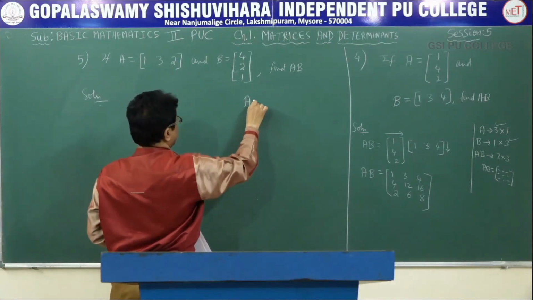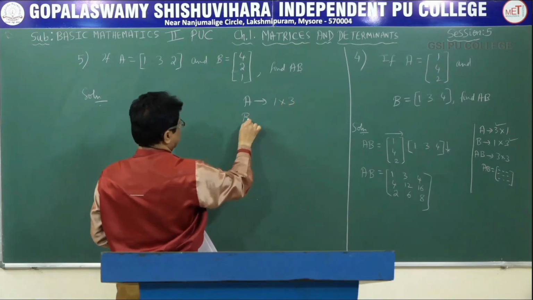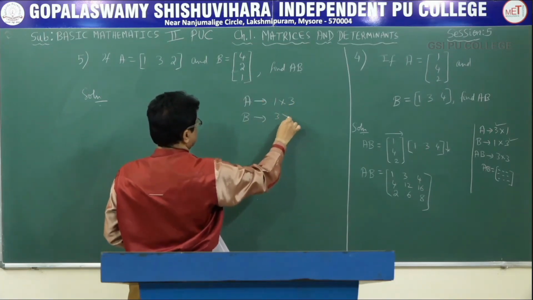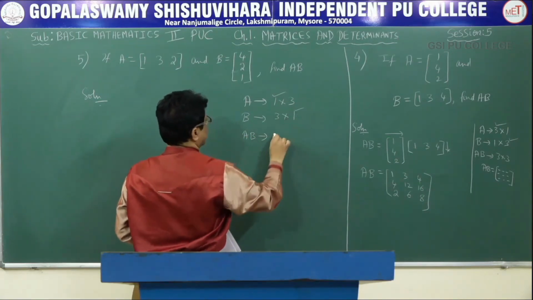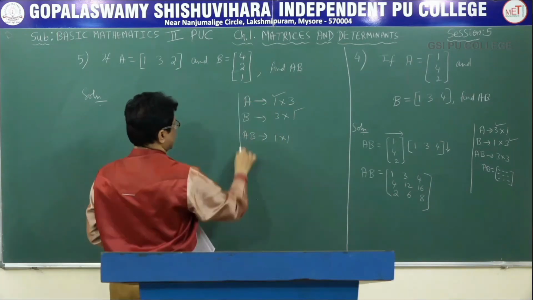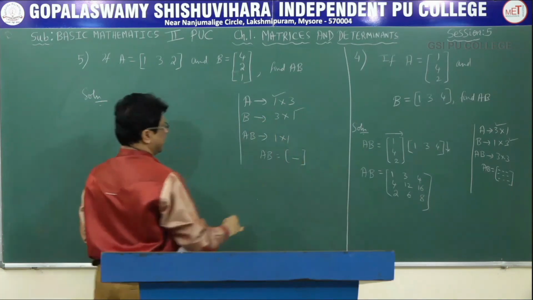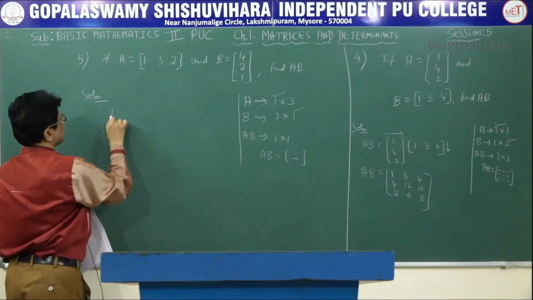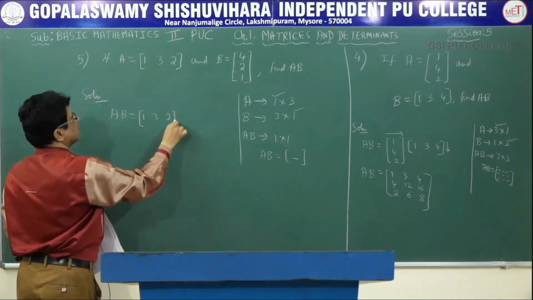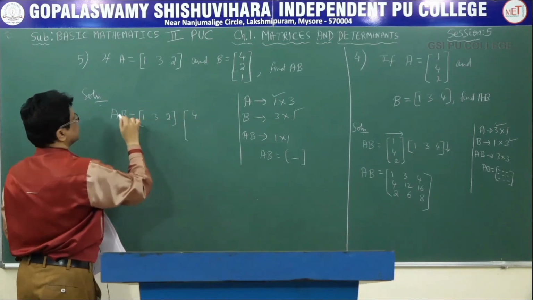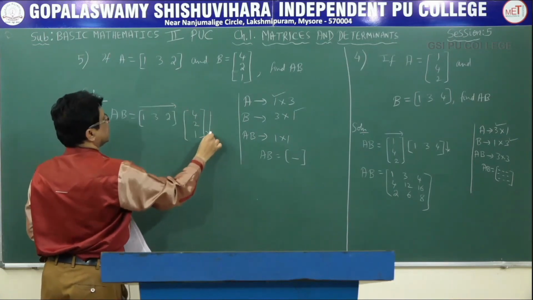Here A is of the order 1 into 3 and B is of the order 3 into 1. Now AB will be of the order 1 into 1. So that means AB matrix has only one element. So here AB is equal to, first we shall write the A matrix, next we shall write the B matrix, 4, 2, 1. So row into column.